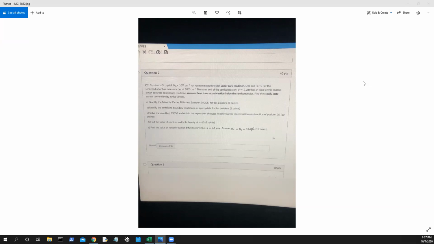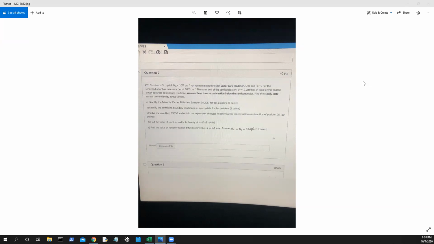So at one end, x equals 0, the semiconductor has excess carriers of 10 to the 11th. The other end of the semiconductor, x equals 1 micrometer, has ideal ohmic contact, which enforces equilibrium. What that means, it sounds really stupid, but really what it means is that at x equals 1 micrometer, your excess carriers are 0. That's all that means. Then you assume there is no recombination inside the semiconductor. Find the steady state excess carrier.